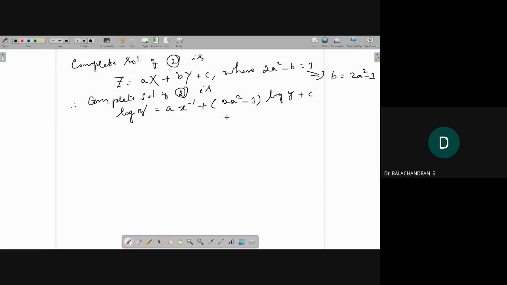Now, actually, this is the complete solution of 1. If you write the complete solution of 2, first I will write the complete solution of 2 and then I will write the complete solution of 1. So capital Z equal to A into capital X plus B into capital Y plus C. Now the complete solution of equation 1.